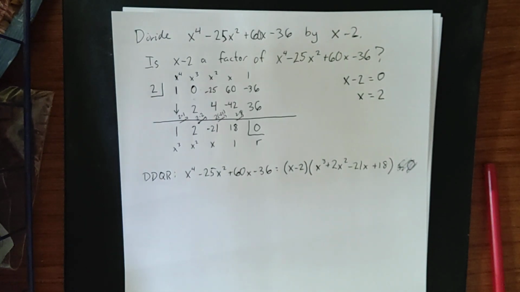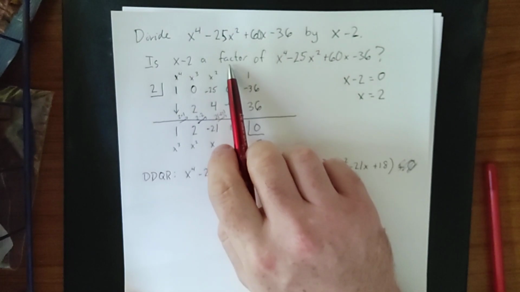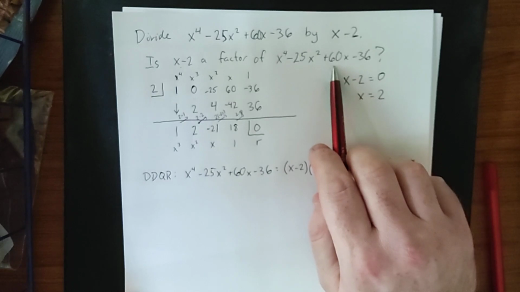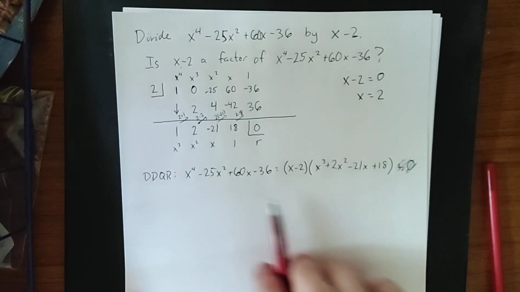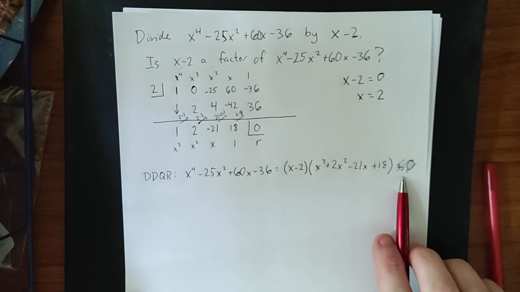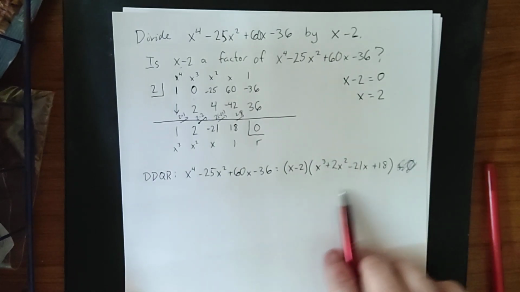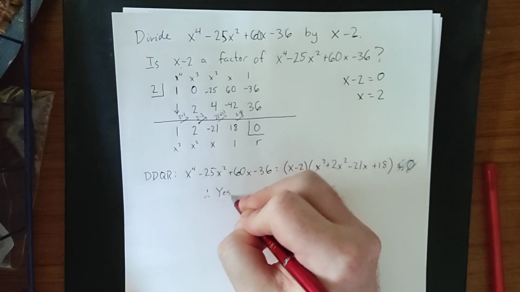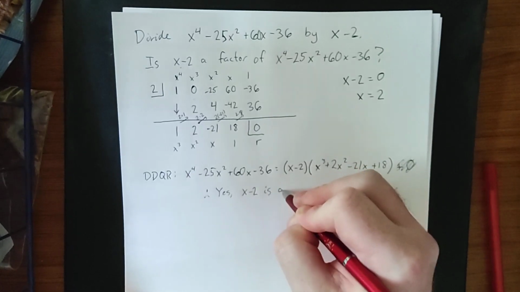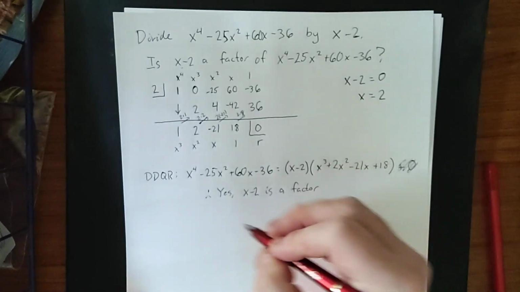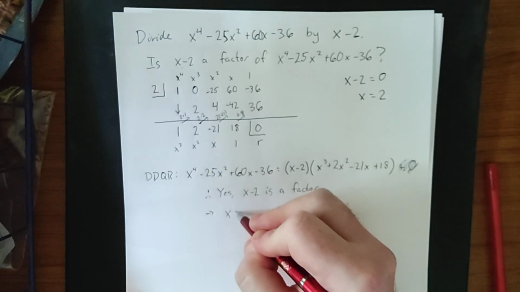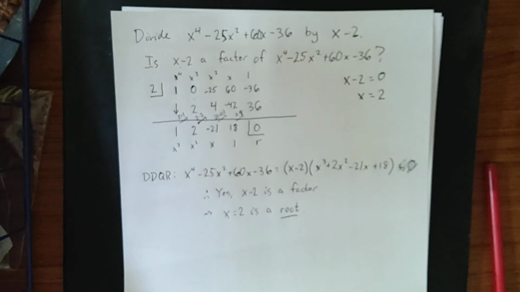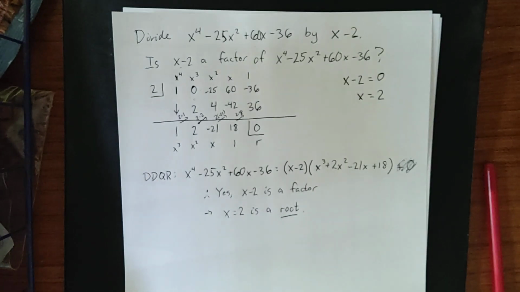This also allows us to answer the other question posed, which is: is x minus 2 a factor of x to the fourth minus 25x squared plus 60x minus 36? As you can see, because of the plus 0 at the end of this, the right-hand side of this equation is, in fact, factored. Therefore, yes, x minus 2 is a factor. Or other terminology that we could use, x equals 2 is a root of this polynomial. Both of those statements are equivalent using the factor theorem.